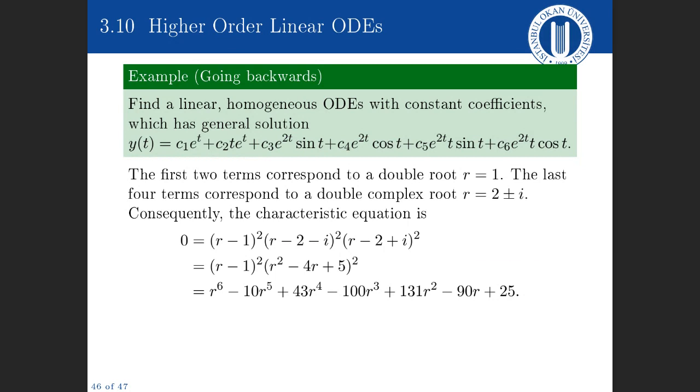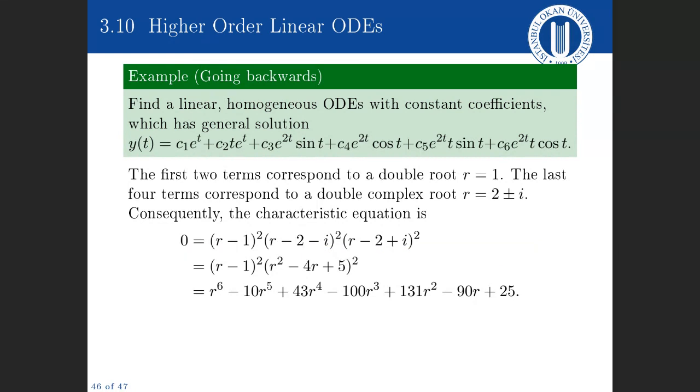So our characteristic equation is going to look like this. We have root 1, but we have two of them, so we're going to have r minus 1 squared. We can have 2 plus i, so r minus 2 minus i, and this is repeated, so again this is going to be squared. Then we have r is equal to 2 minus i. That gives us the bracket r minus 2 plus i. And again, this is a repeated root, so this is squared.